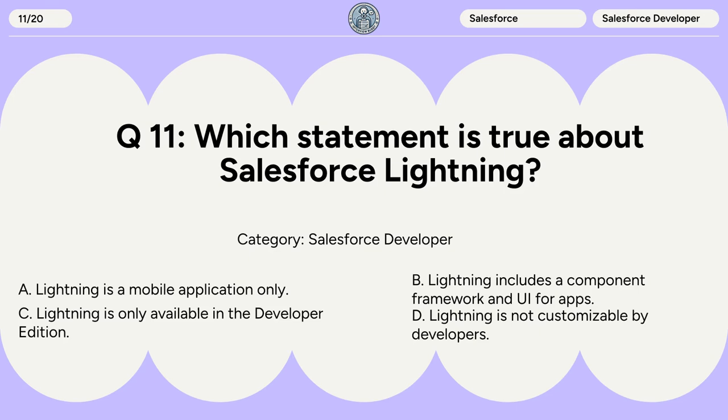Question 11. Which statement is true about Salesforce Lightning? A. Lightning is a mobile application only. B. Lightning includes a component framework and UI for apps. C. Lightning is only available in the Developer Edition. D. Lightning is not customizable by developers.